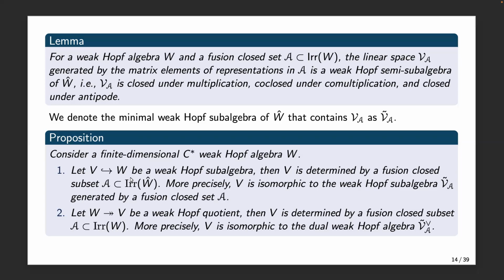I mean, you can treat this as an element in the dual, and this will generate a linear space, which we call A here, because it is determined by elements in a fusion closed set. Okay, but in this lemma you fix the fusion closed set A. But on your blackboard, you just choose one particular representation, right?